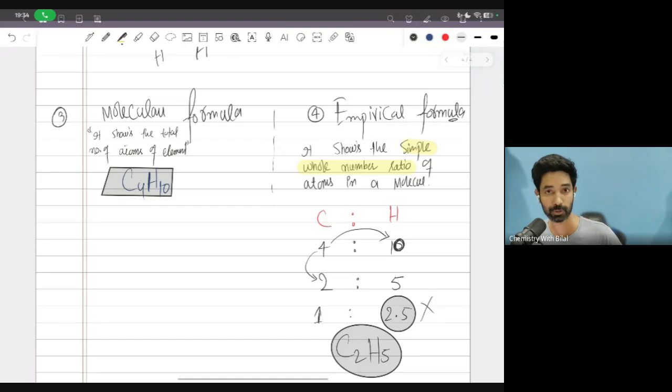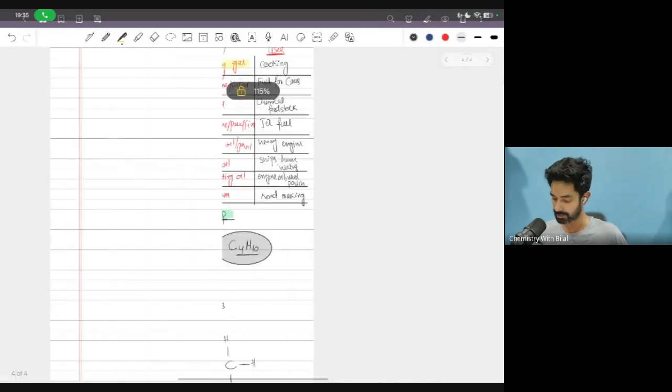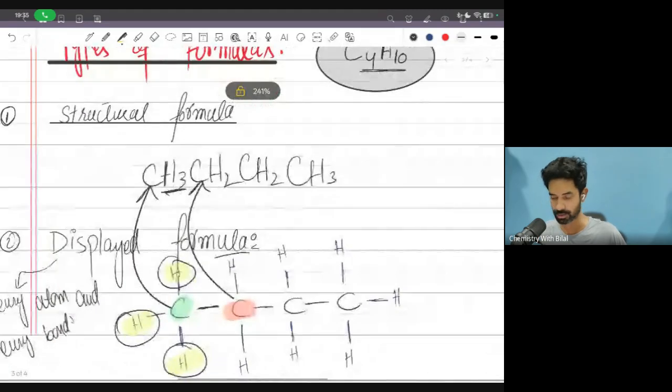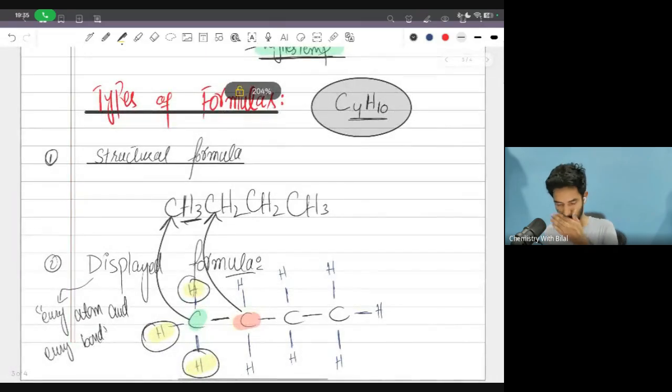Molecular formula tells you the total number of atoms. Displayed formula shows the actual arrangement of atoms. You need to show every bond and every atom, whereas in structural formula, you just remove the bonds, but you still show carbon and hydrogen atoms separately. Make sense, everyone? Please say yes. Please go check करें सब लोग. Yes, the types of formulas.